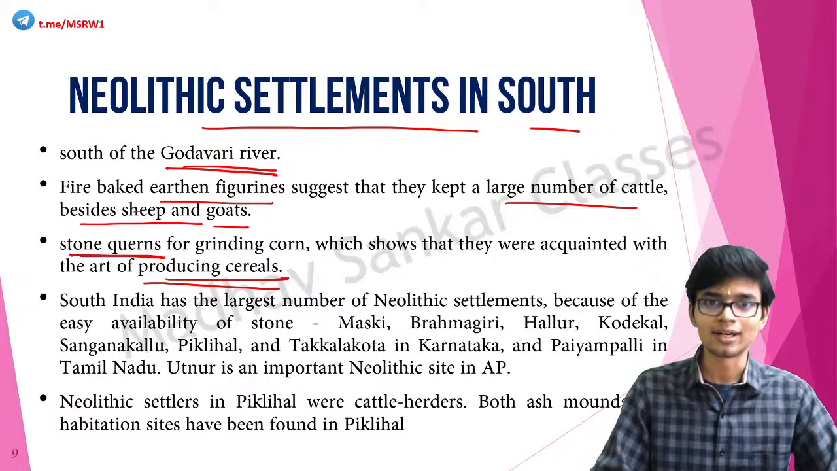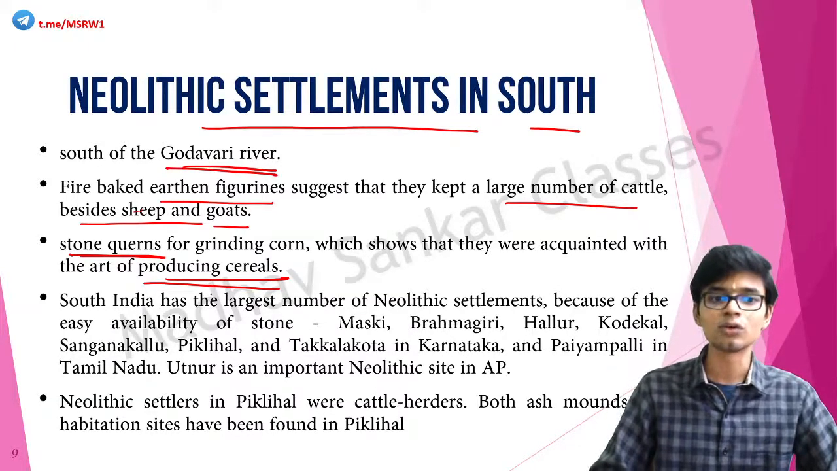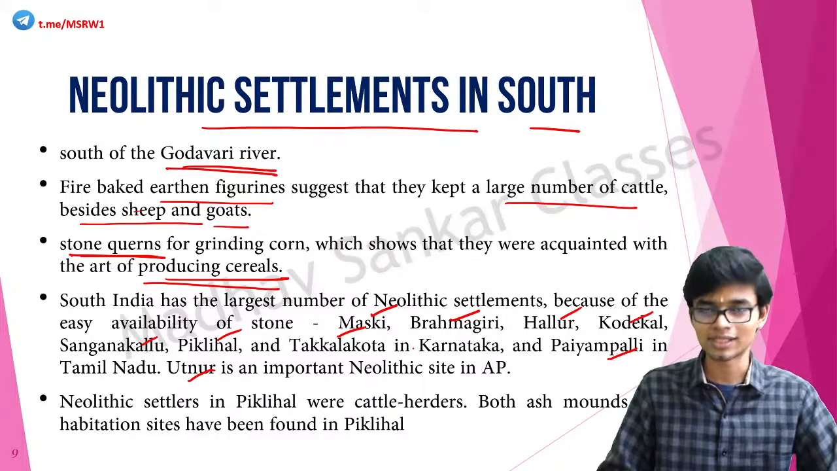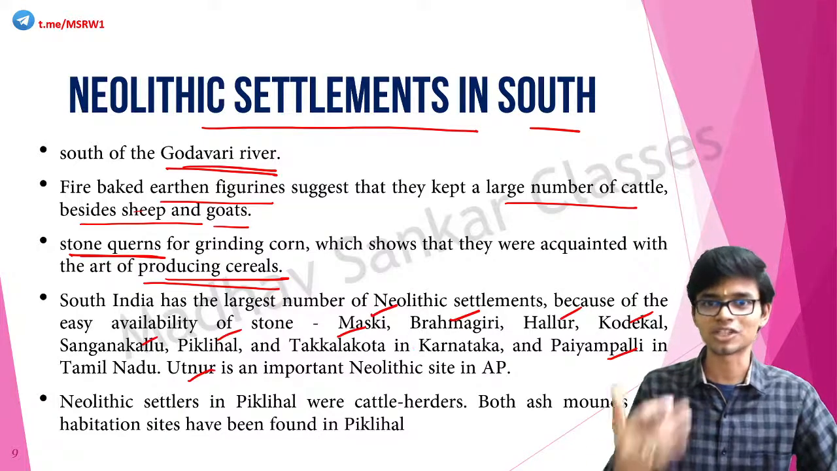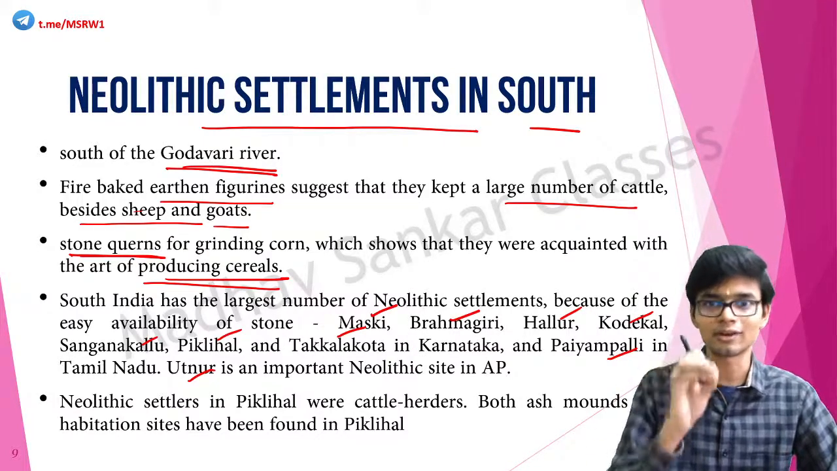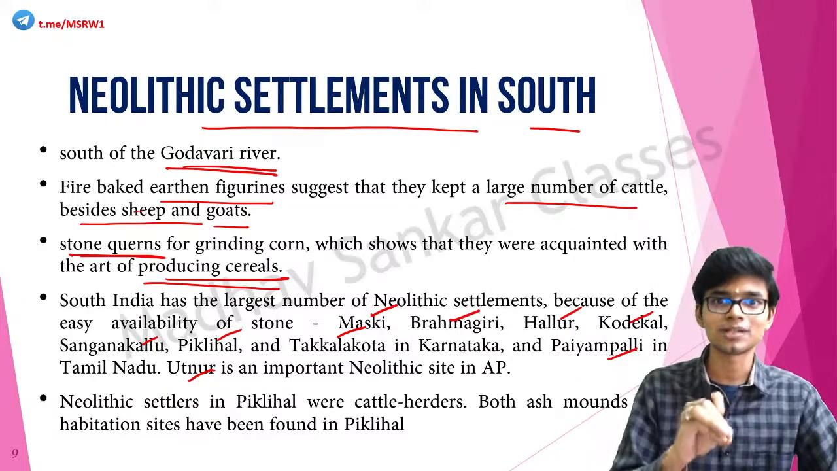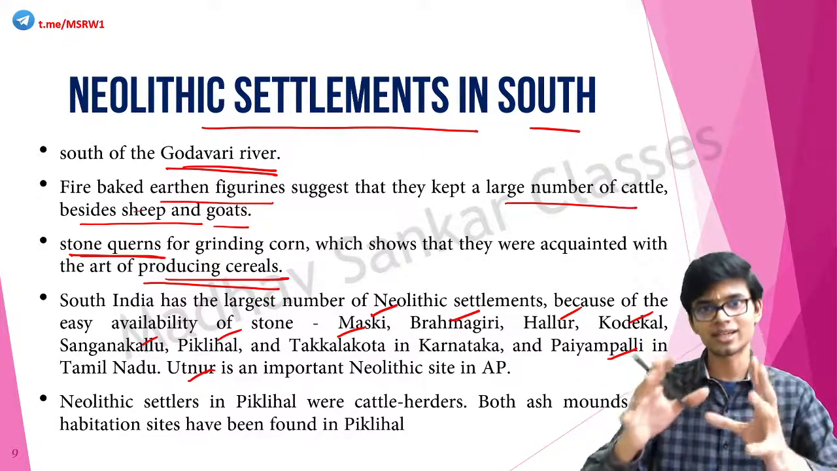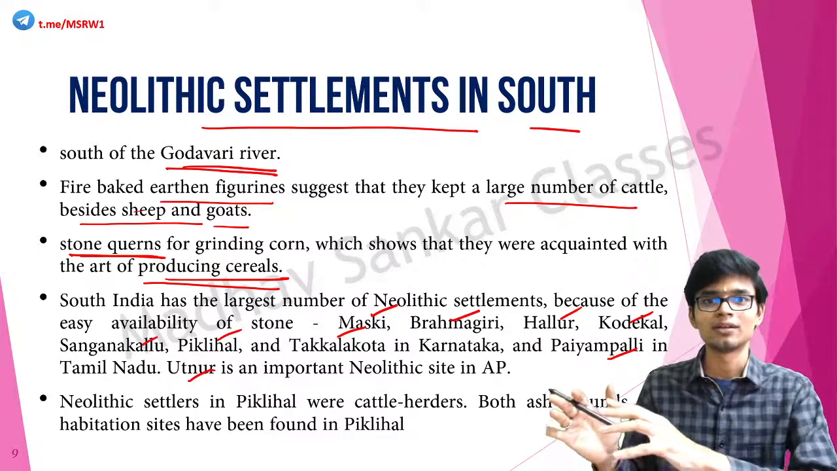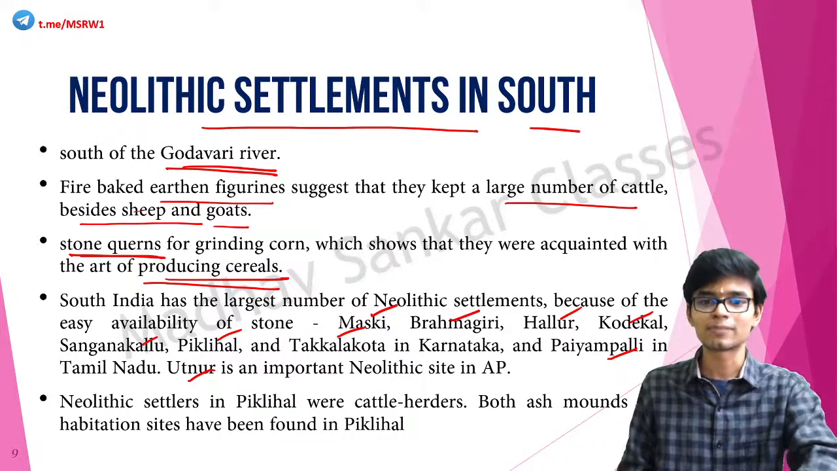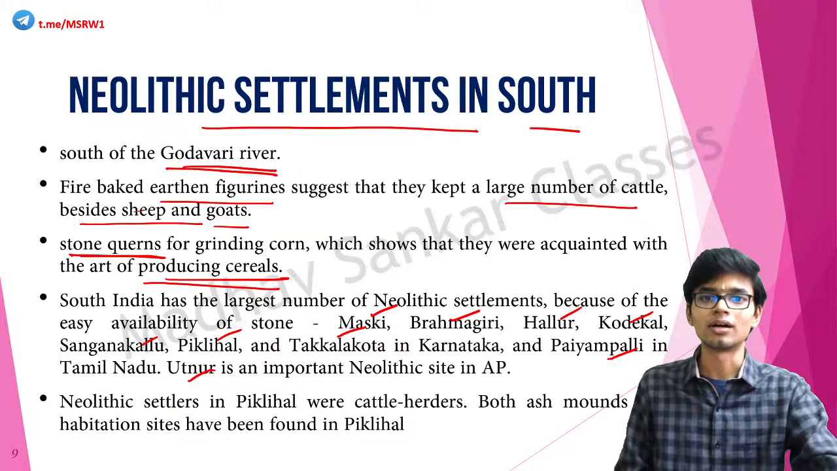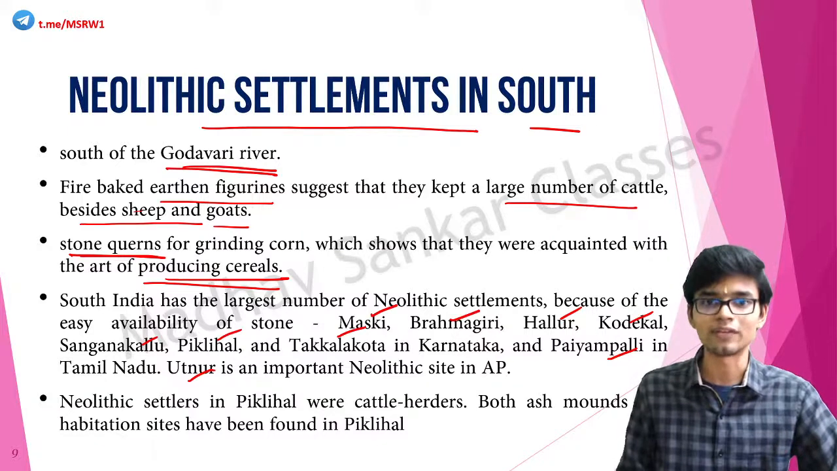So in South India, some of the very famous Neolithic sites include Maski, Brahmagiri, Hallur, Kodekal, Sanganakallu, Piklihal, Takkalakota, all in Karnataka. Then Paiyampalli in Tamil Nadu, Utnur in Andhra Pradesh. Again, I am repeating, if you are a history optional student, make sure you can map each and every one of these sites on a map. If you are not a history optional student, then at least have an idea of which site is located in which state. Karnataka has a lot of them. Tamil Nadu has Paiyampalli, and some more sites are given in your textbook. Then you have Utnur, a very famous site in Andhra Pradesh.